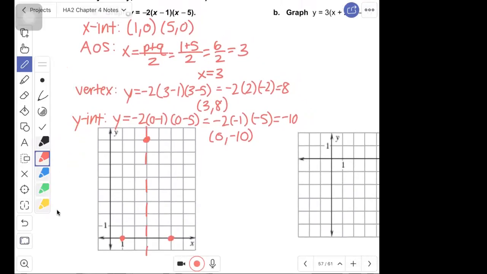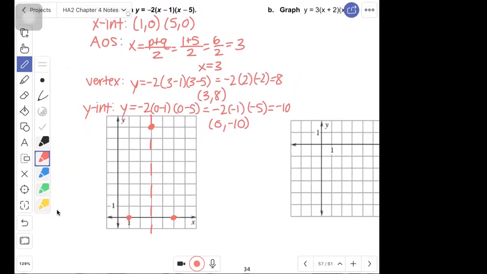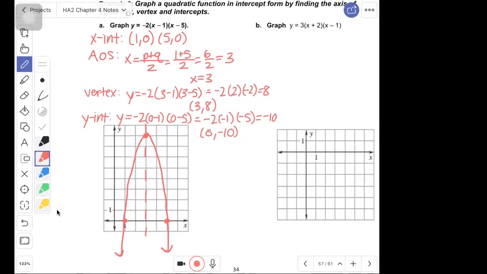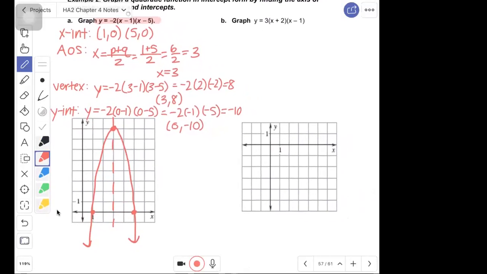And of course, we don't have that (0, -10) on this graph. It's okay, but we know it's going to go down. And now we just graphed that function there. Questions? All right, go ahead and try part B. I'll give you a minute or two to do that.